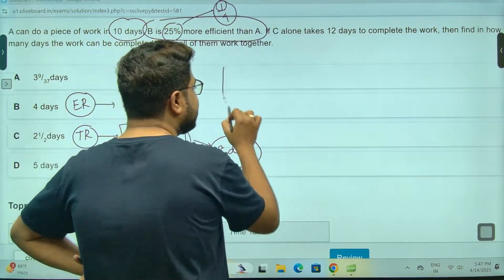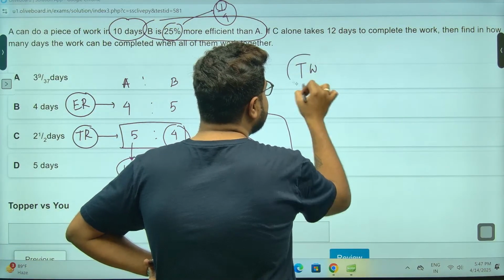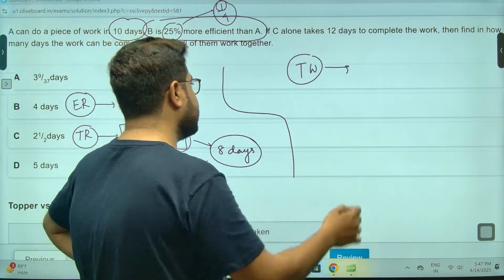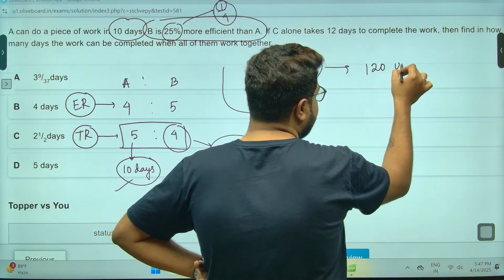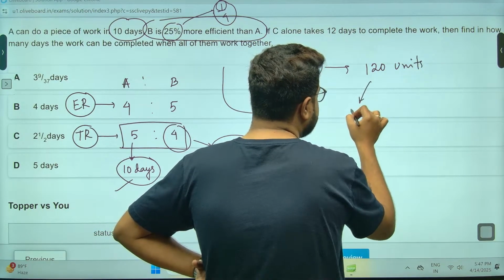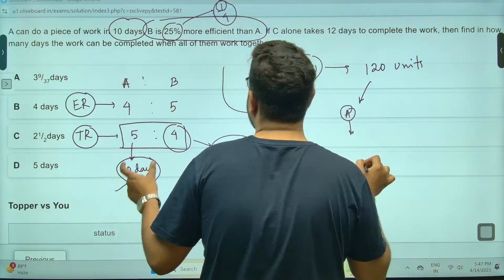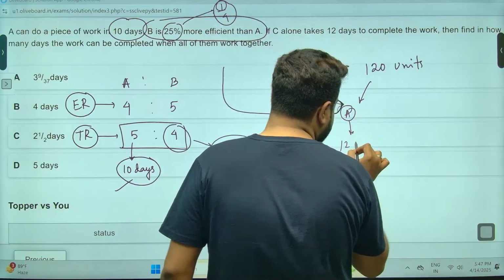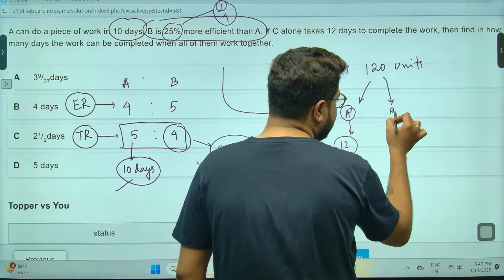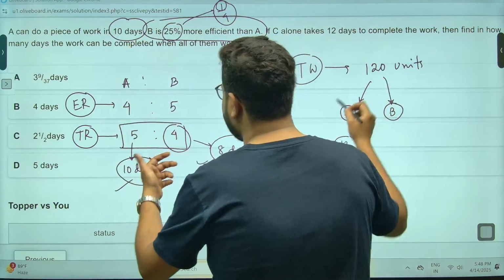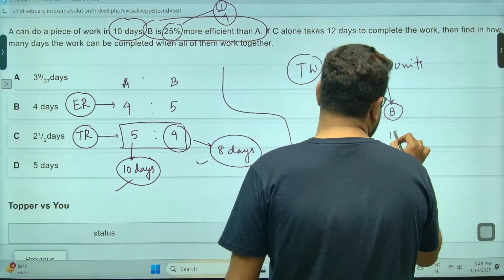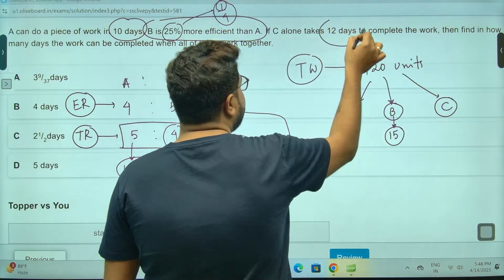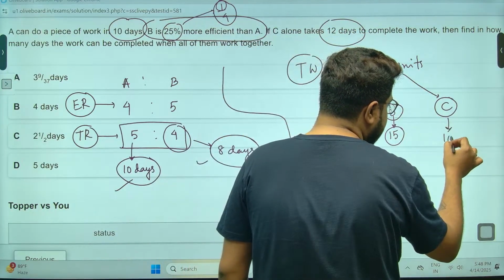I know 3 times LCM method le lo, sir. Total work will be, sir, LCM of 10, 8, 12. 8, 10 and 12 will be, sir, 120 units. So efficiency of A will be how much, sir? A does this 120 units in 10 days. So A does 12 units a day, sir. Efficiency of B will be how much, sir? B does 120 units in 8 days, sir. So this will be, sir, 15 efficiency of B. And for C, sir, C does 120 units in 12 days. So C does 10 units a day, sir.